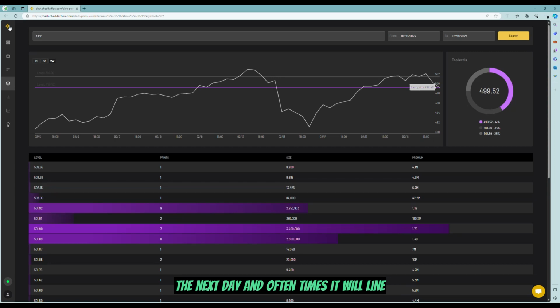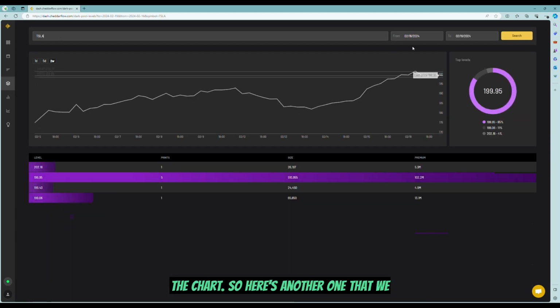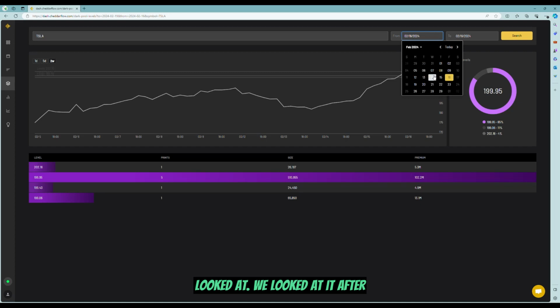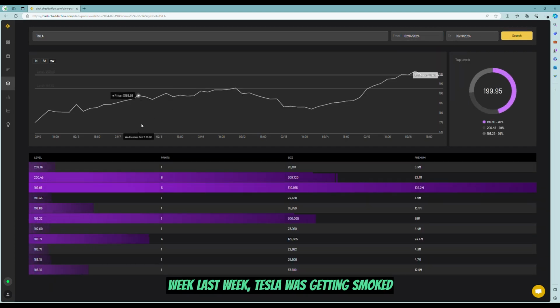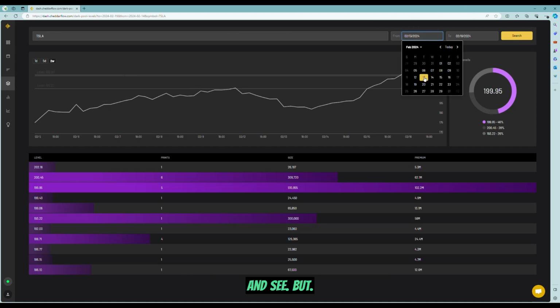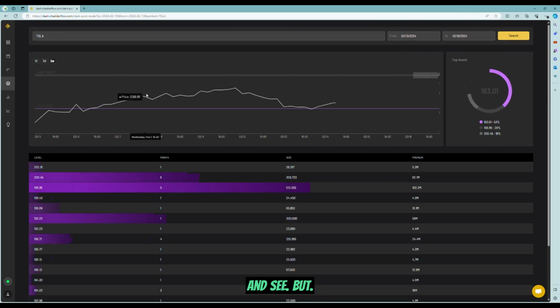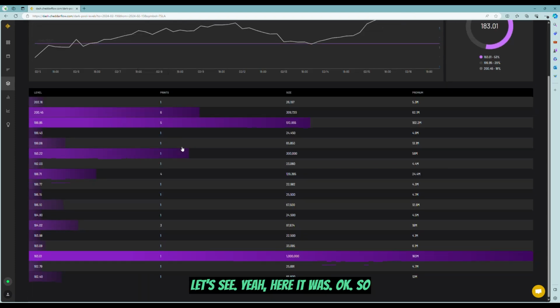And oftentimes it will line up with what we see in that next session or what we see on the chart. So here's another one that we looked at. We looked at it after Wednesday on Tesla, because early in the week last week Tesla was getting smoked, and we were like, this is a bit odd. It might have actually been Tuesday. Let's just come over here and see. But let's see. Yeah, here it was.